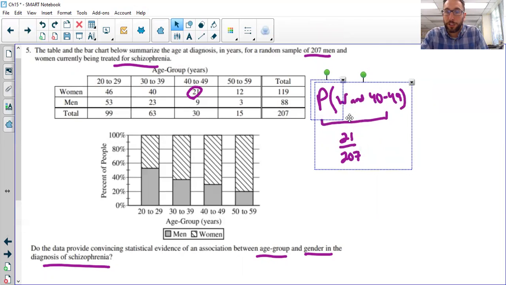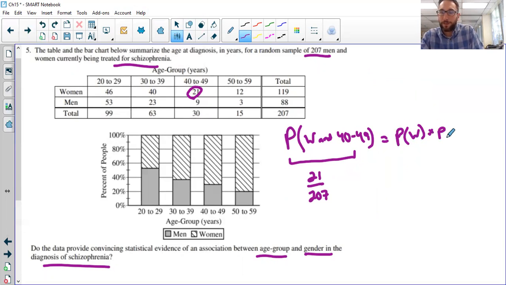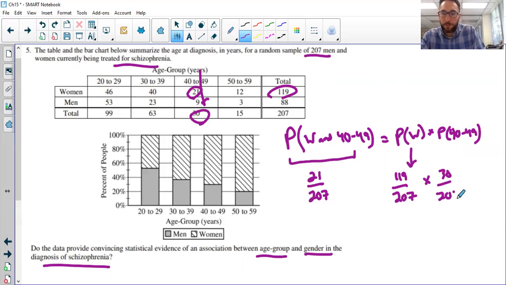right? That should equal the probability. If you were in the room right now, I'd be asking you, and hopefully you're thinking about it, pausing the video on your own, trying this. That should equal probability of woman times probability someone's 40 to 49. Probability someone's a woman is 119 total women out of 207 people, times probability someone's 40 to 49, which is 30 out of 207. So we want to figure out, are these equal?